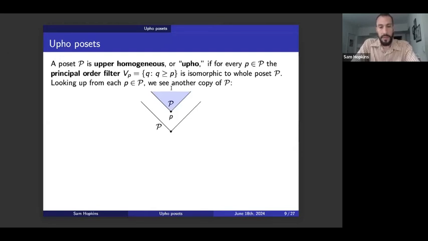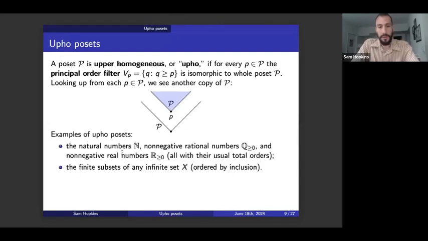But let's see some examples. So first of all, the natural numbers have this property, just with their usual total order.